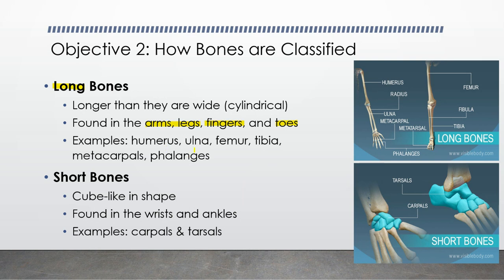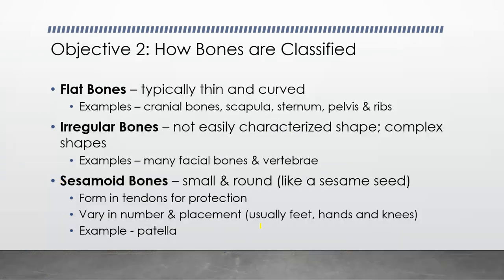And so there are some examples. Those are all going to be found in the arm, in the leg, and then in the hands, fingers, and toes. And then short bones, like their name implies, are about the same size all the way around, give or take, but they're not cylindrical like your long bones. They're more cube-like. These are going to be found in your wrist, your carpals, and your ankles, your tarsals. So you can see here there's a bunch of smaller bones in both of those areas.